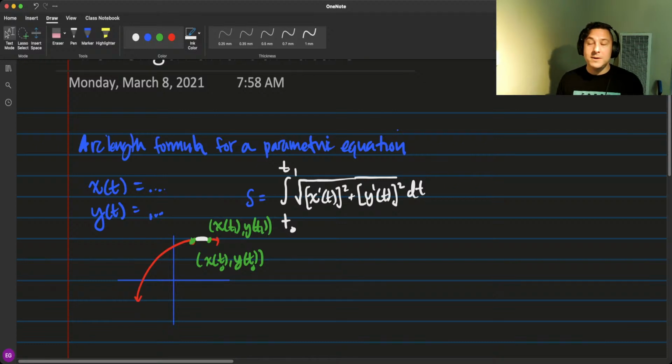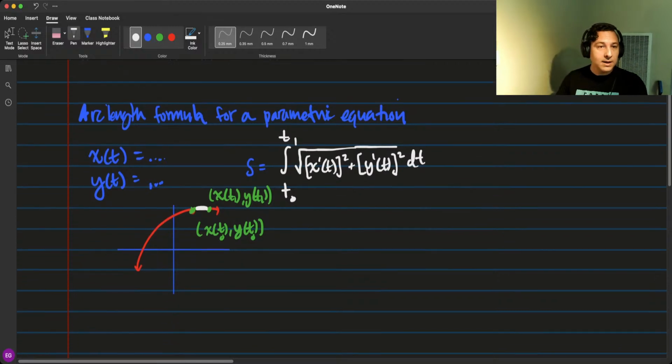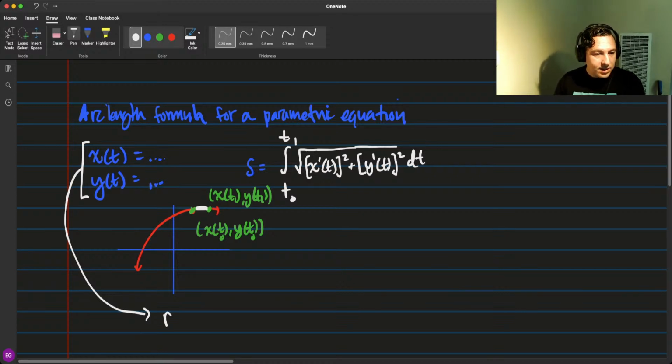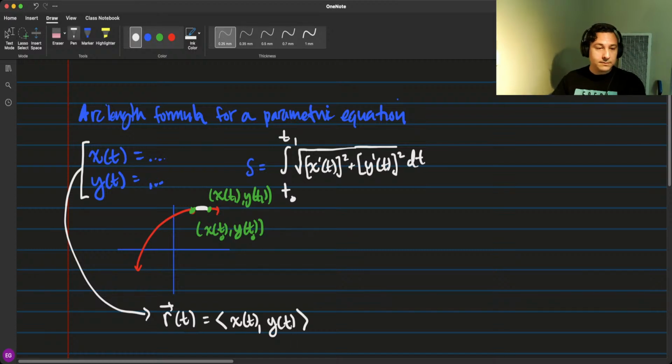Okay, cool. So, interesting thing, this formula looks really annoying and complicated, and one of the reasons why they invented vector calculus was to simplify a lot of these formulas. What you can notice is that if you have a pair of parametric equations, you can use this to define a vector function. So the vector valued function r of t in component form can be x of t, comma, y of t.